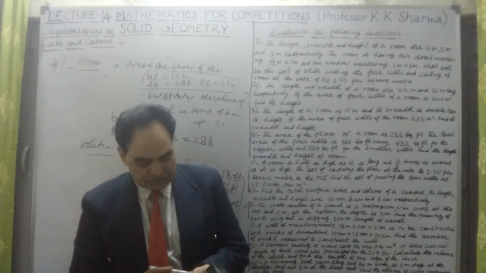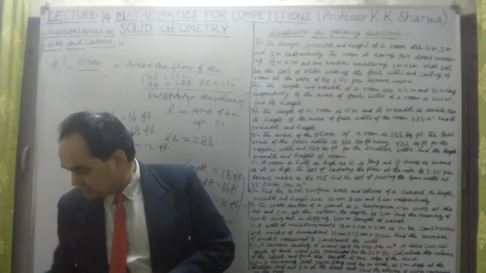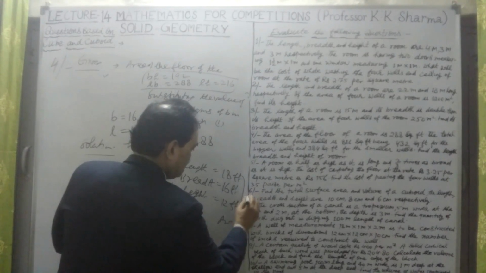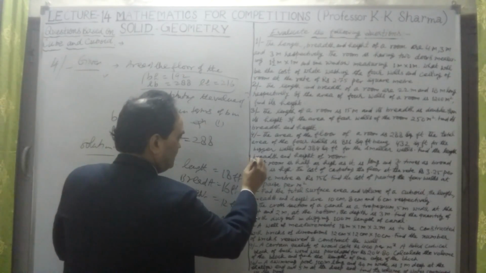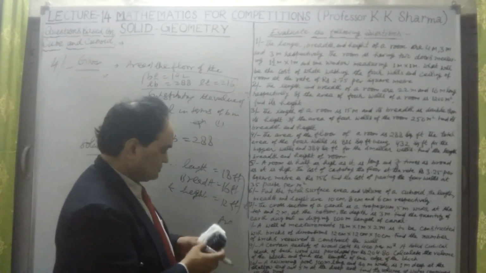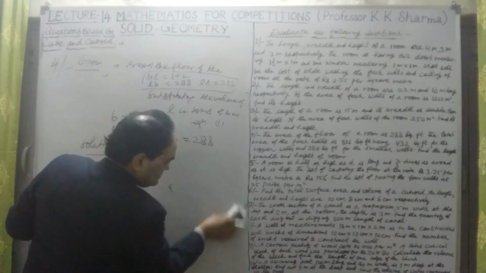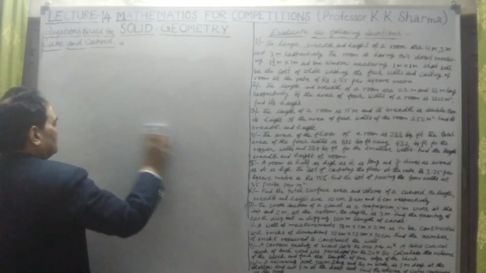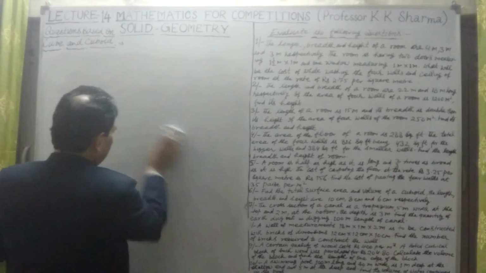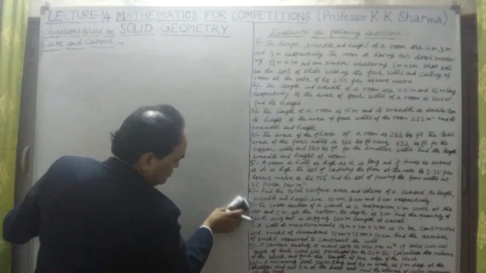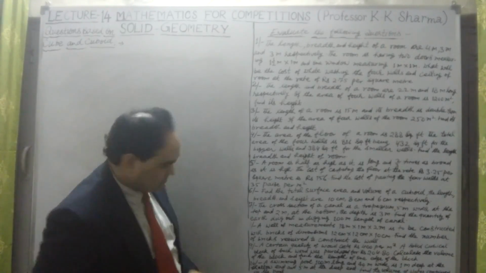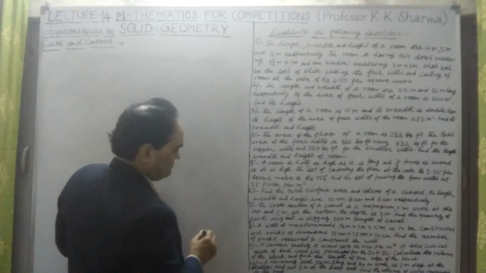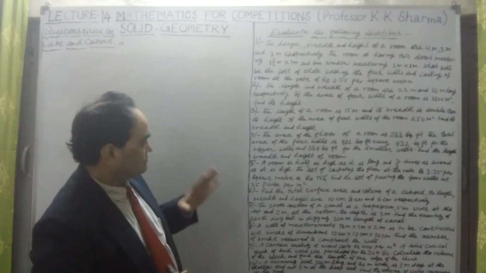Okay, so this is the question number, which one? Let me change the marker. This is question number 4 we have calculated. Now let me take question number 5. This is the 5th question. So question number 4 is completed, in which we had to calculate the length, breadth and height of the room. Some conditions were given there. Now let us take question number 5.